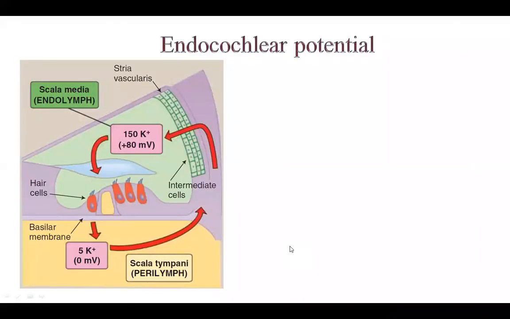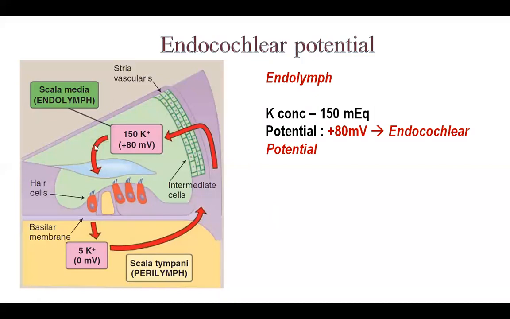Coming to the endocochlear potential, it is very, very important, and it is quite different from the resting membrane potential occurring in other excitable tissues. Now, let us see the characteristics of endolymph. In the endolymph, we have a potassium concentration of almost 150 milliequivalent, which contributes to a potential of plus 80 millivolts. This plus 80 millivolts represents the endocochlear potential.